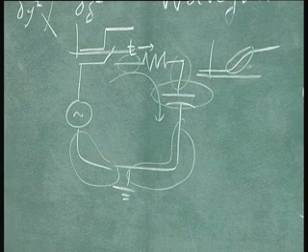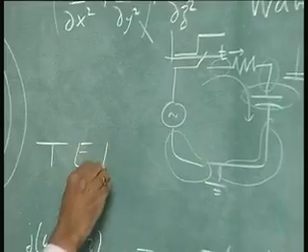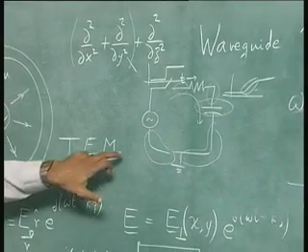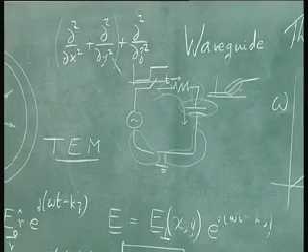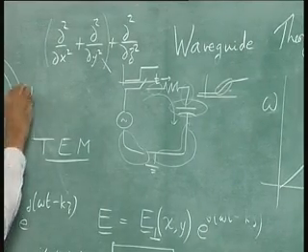So, that is one very important advantage of such waves, and these waves are called TEM waves, transverse electromagnetic waves, and they are the waves that live in what we call transmission lines.